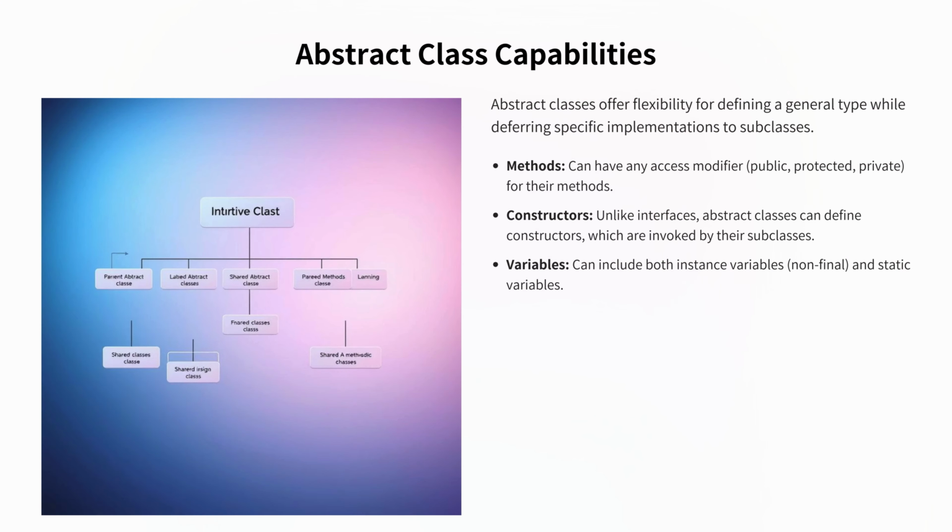Abstract class capabilities. Abstract classes offer flexibility for defining a general type while deferring specific implementations to subclasses. Methods: can have any access modifier, public, protected, or private. Constructors: unlike interfaces, abstract classes can define constructors, which are invoked by their subclasses. Variables: can include both instance variables, non-final, and static variables. This makes them powerful for creating frameworks where certain core behaviors are defined, but others are left to specialized subclasses.